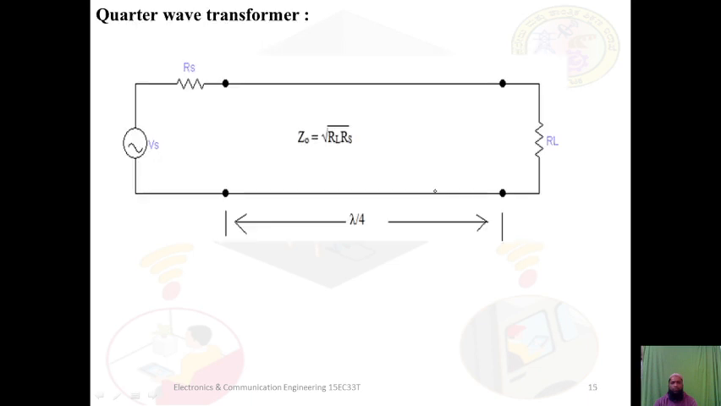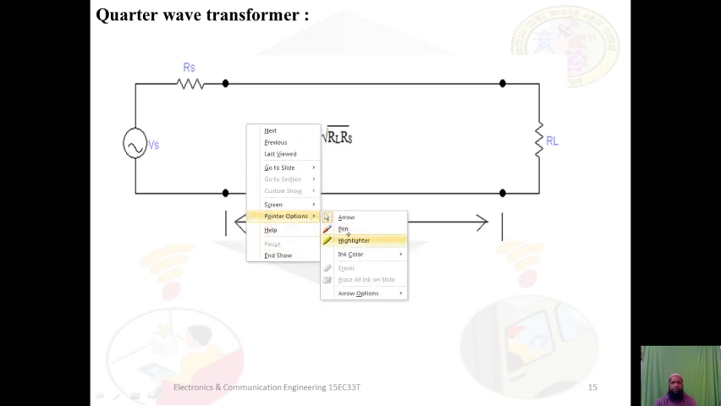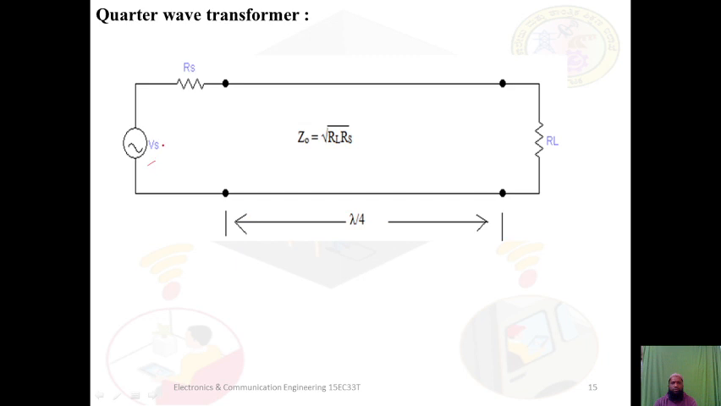Now come to another method of impedance matching called the quarter wave transformer. Okay. So as you can see here, this is our source, source impedance, and we have a load, and this is our quarter wave transformer, lambda by 4 distance. Here is its characteristic impedance. Then this is RL, the load resistance, and this is the source resistance.